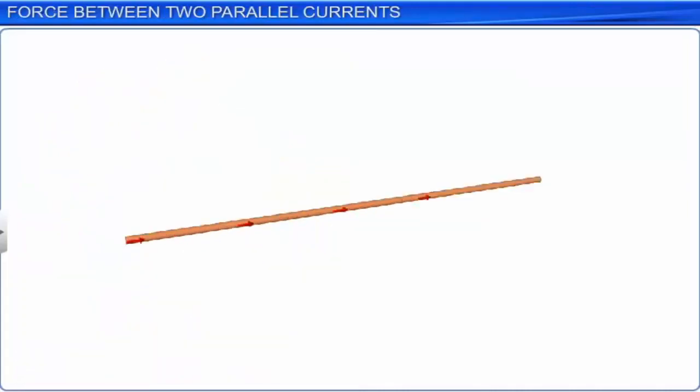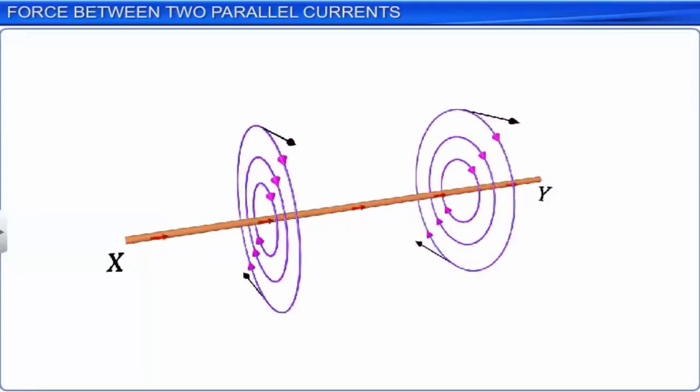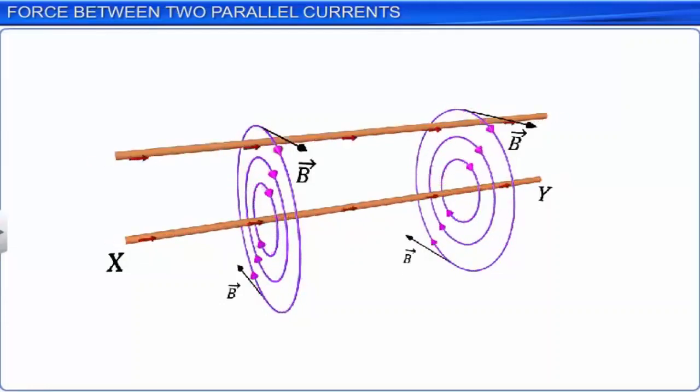Let us consider a straight current-carrying conductor, XY, of infinite length. And like any current-carrying conductor, it produces a magnetic field around it. Now we introduce another straight current-carrying conductor, PQ, of infinite length above XY. This new conductor is in the external magnetic field of the conductor XY such that PQ is parallel to XY.